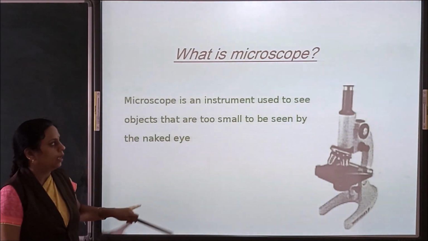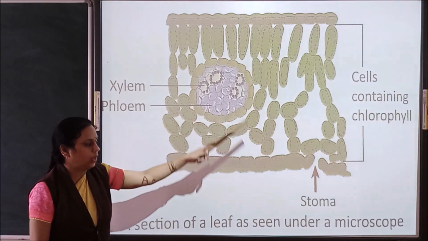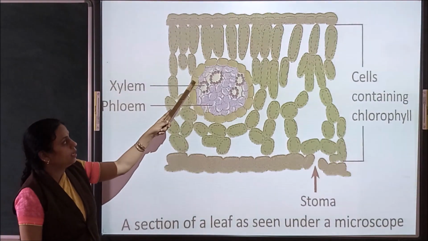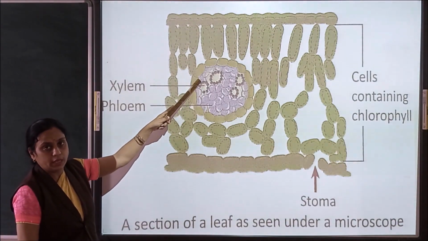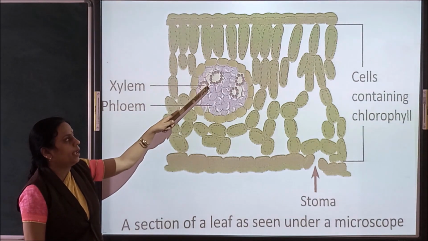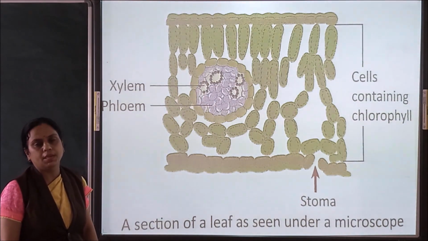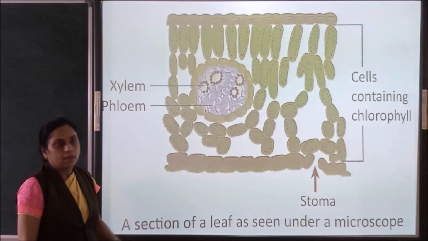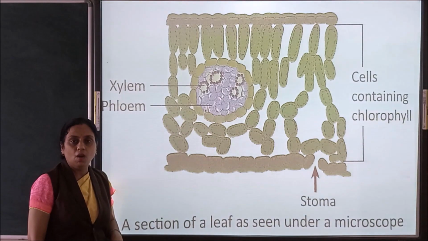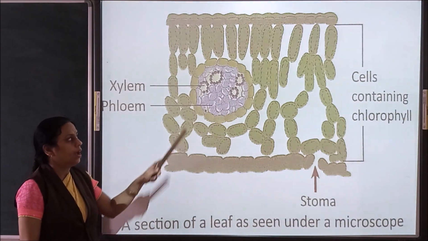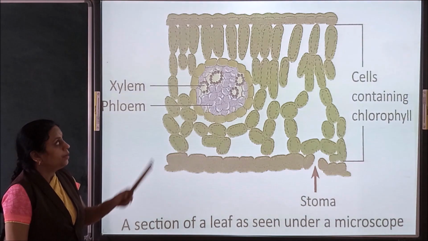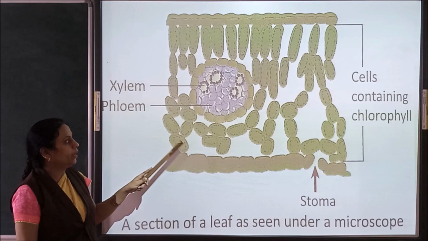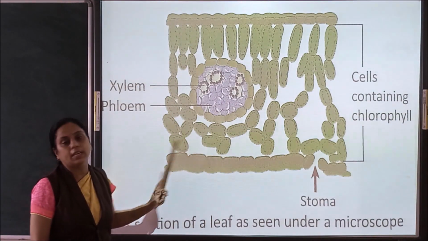But many more things you can see. Now see, this is the section of a leaf seen under the microscope. So this is xylem, which carries water and minerals. And this purple one is the phloem, and this carries the food from the leaves to the different parts of the plant. Now can you see this, children? These are the cells. As you can see, all cells are green in color.